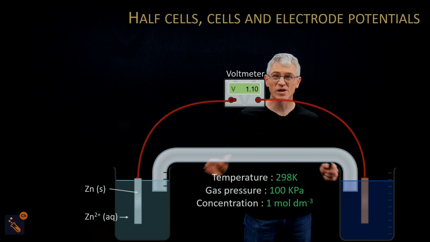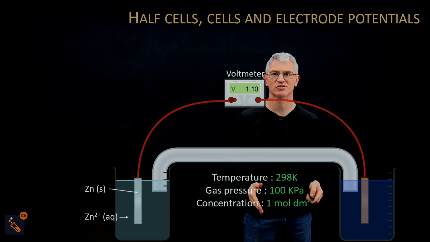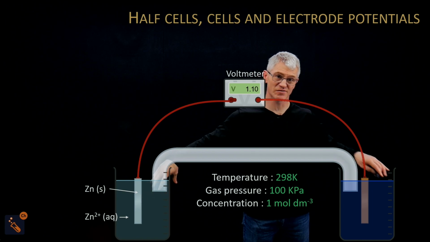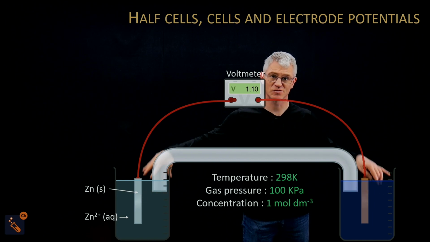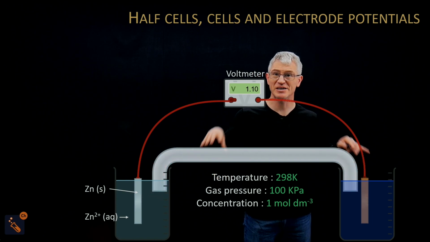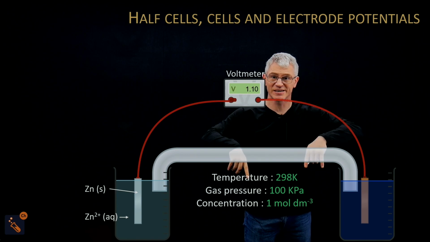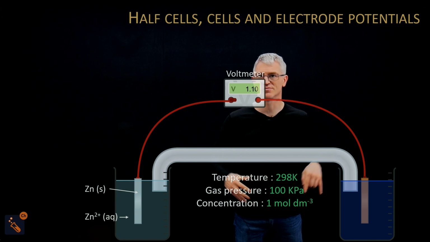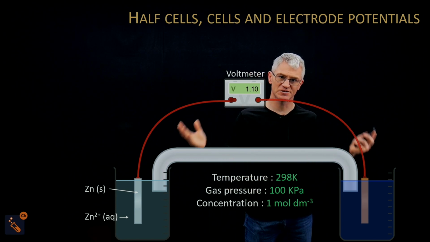Next thing is, it all has to be done at the same conditions. So 298K, 100 kilopascals, 1 mole per decimeter cubed. Okay, so that means these solutions that I've got right here are 1 mole per decimeter cubed. When I measure this number that's in there, it's at 298K, 25 degrees Celsius. It's at 100 kilopascals. That's normally room temperature and pressure. Okay, so you've got it like this.